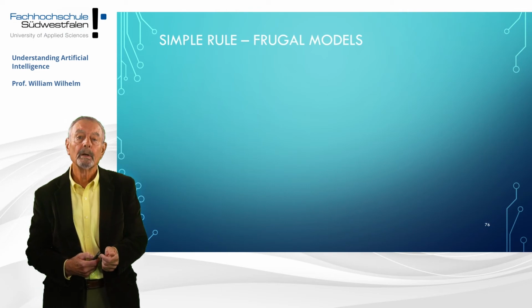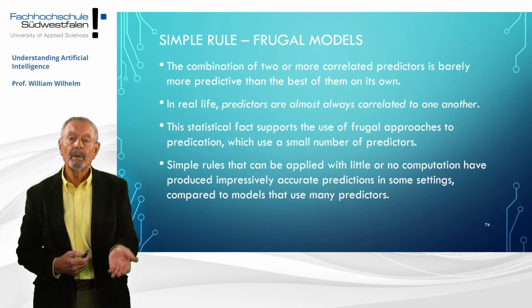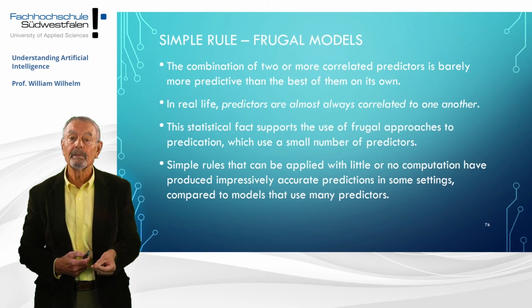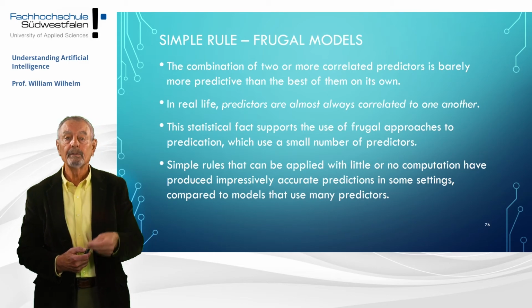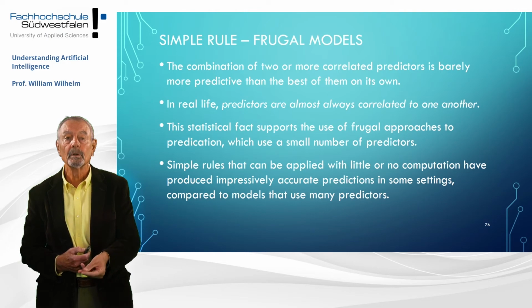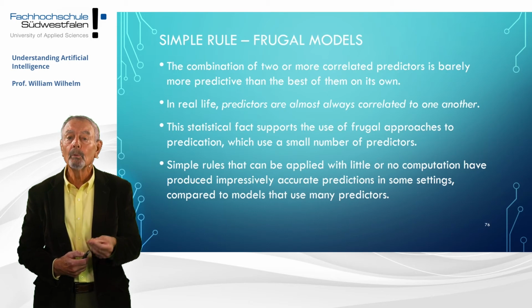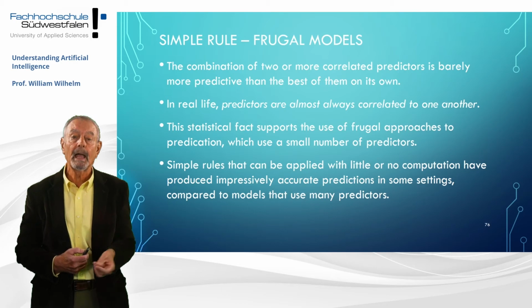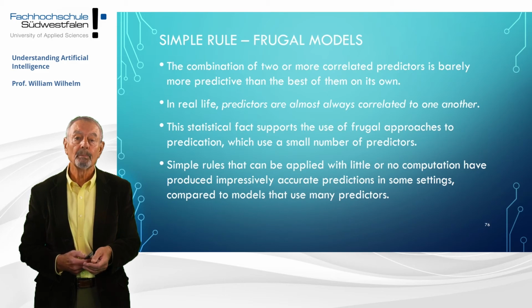Another example of a simple rule is what is called frugal models. The combination of two or more correlated predictors is barely more predictive than the best of them on its own. Because in real life predictors are almost always correlated to one another, this statistical fact supports the use of frugal approaches to prediction, which use a small number of predictors. Simple rules can be applied with little or no computation, have produced impressively accurate predictions in some settings, compared to models that use many predictors.